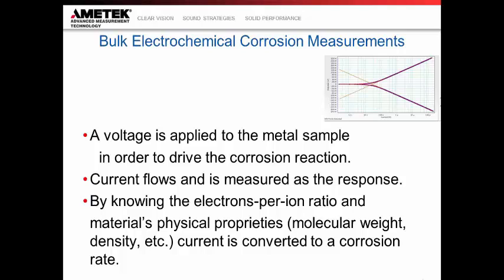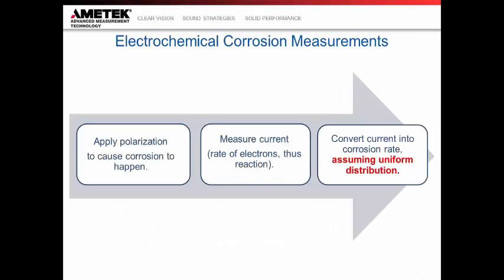And by knowing some physical properties of the material, such as the electrons per ion ratio, molecular weight, and density, I can take that current and convert it to a corrosion rate. From an engineering perspective, that's much more useful, because it tells me how much material I need to build to have it last for a certain amount of time. Data coming out from these experiments are often shown in plots such as the Tafel plot up in the top right-hand corner of this slide.